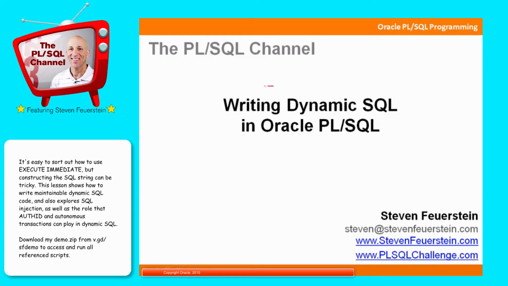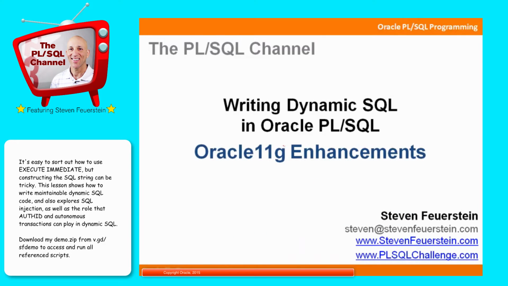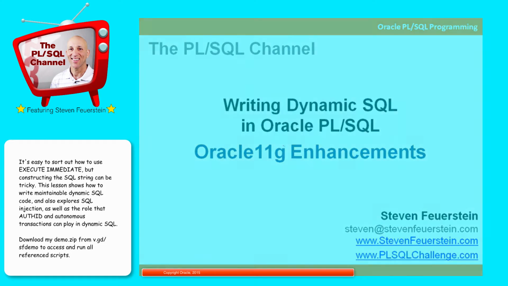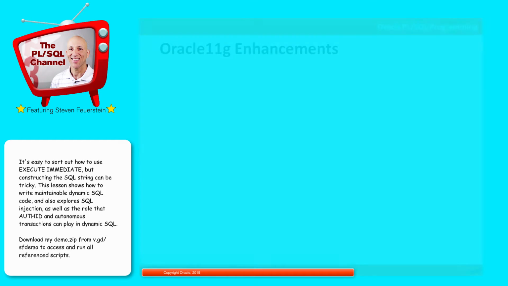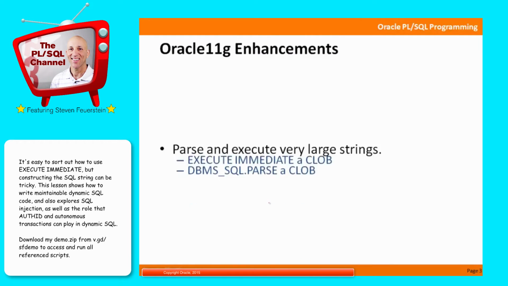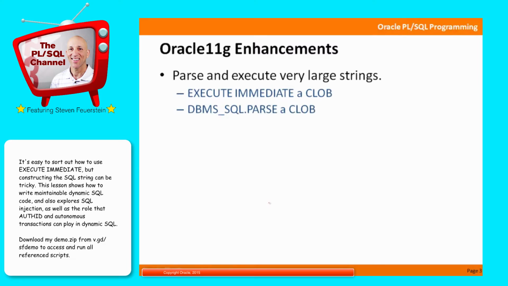This lesson is part of my series on writing dynamic SQL in Oracle PL/SQL, and the topic is Oracle 11g enhancements, of which there are many interesting ones to know about. So, the enhancements in Oracle 11g. First of all, you can now parse and execute very large strings. In other words, you can pass a CLOB to EXECUTE IMMEDIATE and to DBMS_SQL.PARSE.